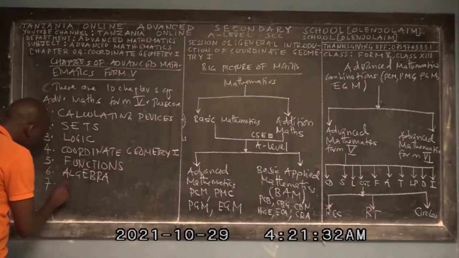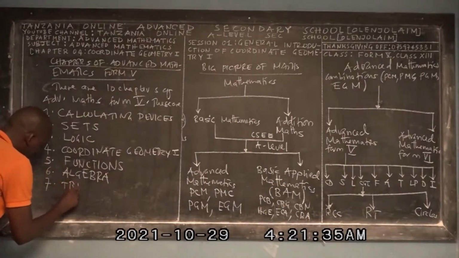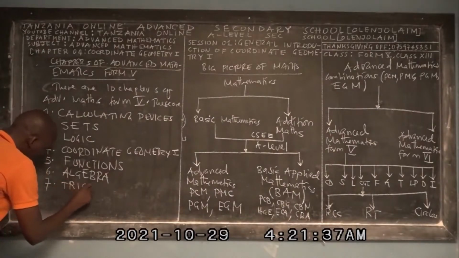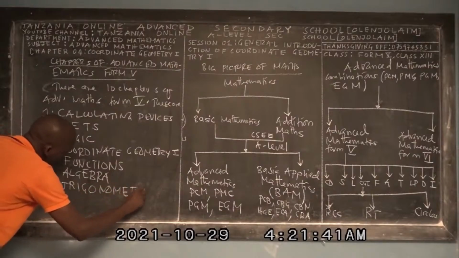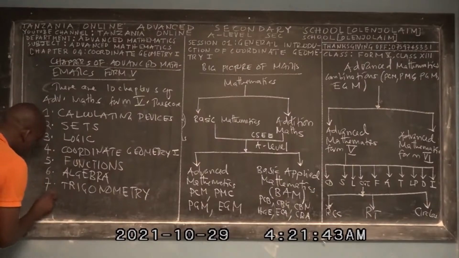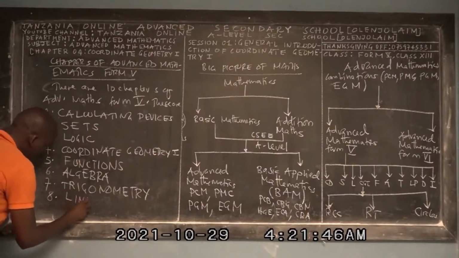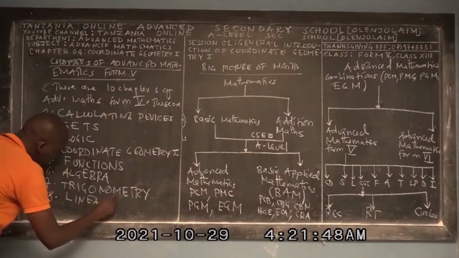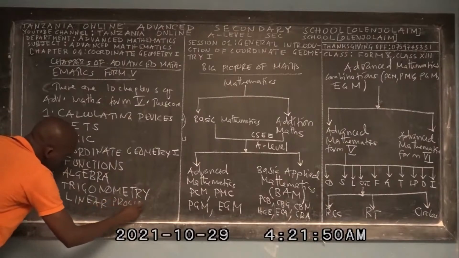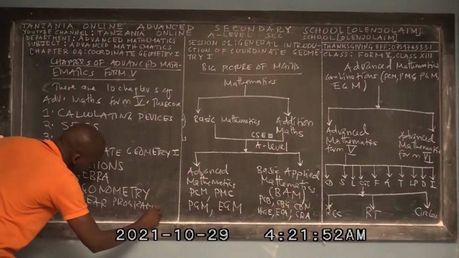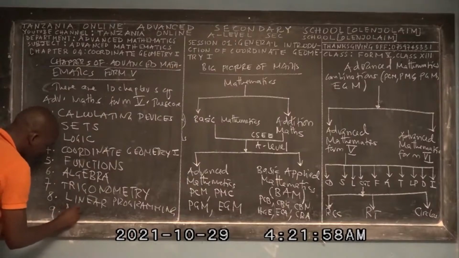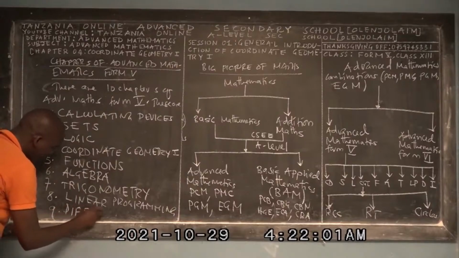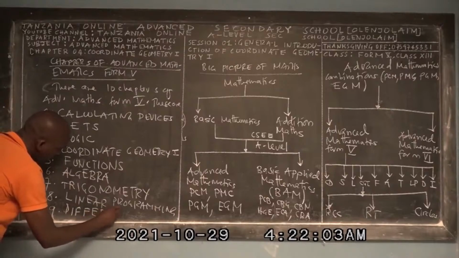Then the seventh topic is trigonometry. This is a real life topic, advanced trigonometry. Then the eighth topic is linear programming, very interesting for business. If you want to maximize profit, you have to understand linear programming. And then the ninth topic is called differentiation. This is my friend now. Differentiation.